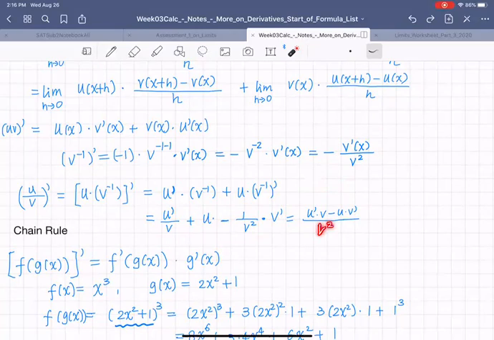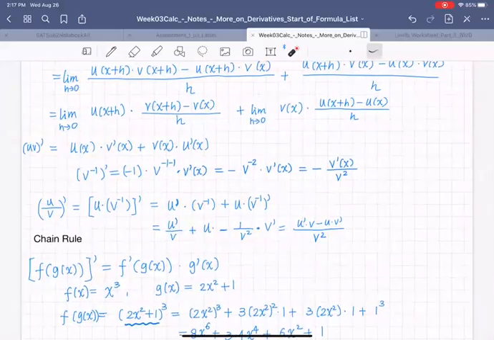This becomes v squared. Your denominator is v squared. Then this part is u prime times v, and then this is minus u times v prime. Wow, so many formulas.